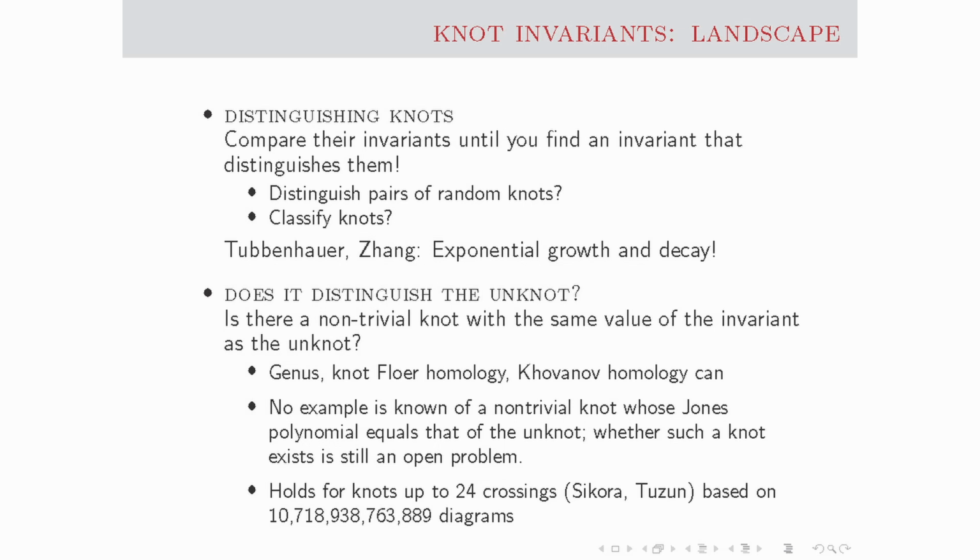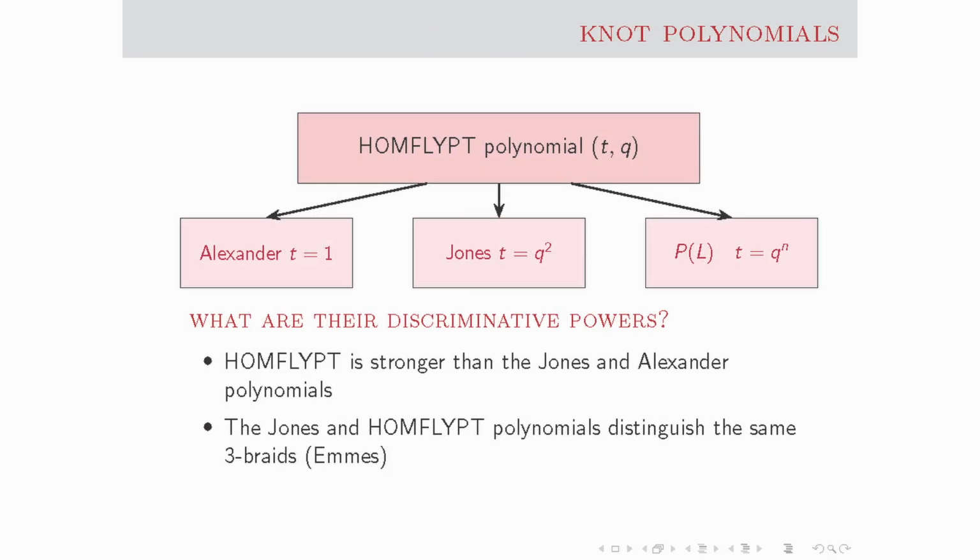However, if you're just computing the Jones polynomial and you get q plus 1 over q, you don't know if it has to be the unknot. Maybe it's some very complicated knot, because we know it holds up to 24 crossings. There's no knot up to 24 crossings that has the same Jones polynomial as the unknot. But maybe, just maybe, there exists some really complicated knot with a high crossing number that does. The community is divided on this question.